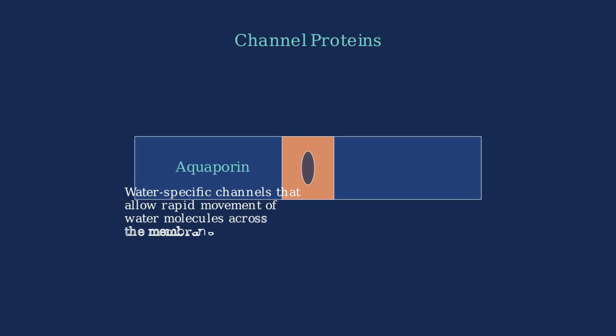Aquaporins are specialized channel proteins that allow water molecules to pass through the membrane efficiently. These channels are so efficient that billions of water molecules can pass through a single aquaporin each second.